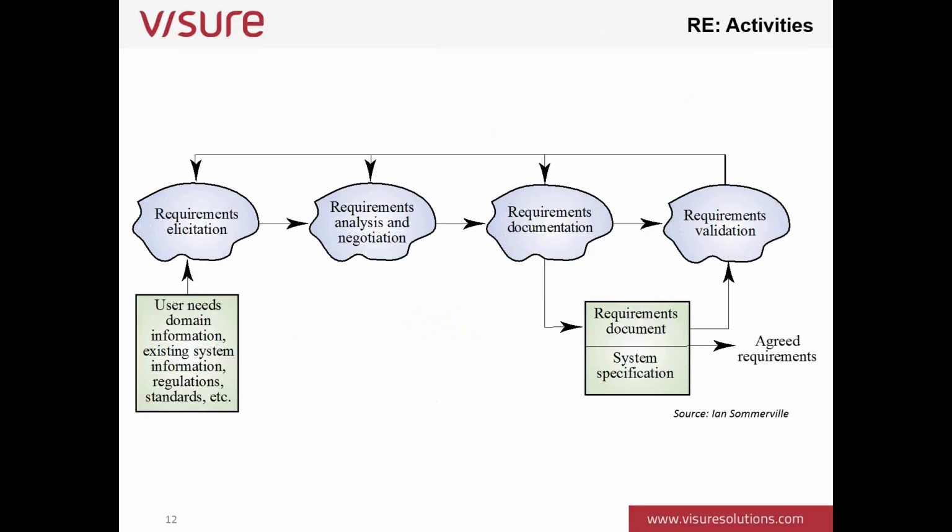And based on that, we're going to elicit requirements. Once we have started with the requirements elicitation, we can move forward to the requirements analysis and negotiation. The requirements analysis is the process of refining the user needs and constraints. Okay, based on what we have gathered, what we have elicited, we can start analyzing that and refining that information.